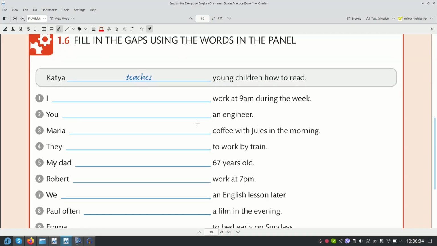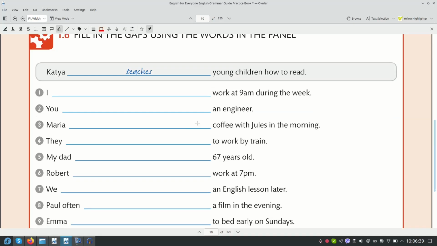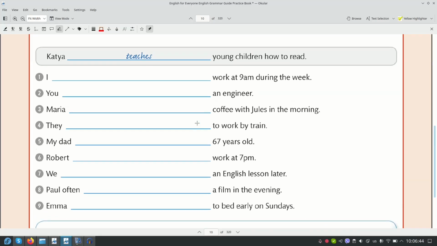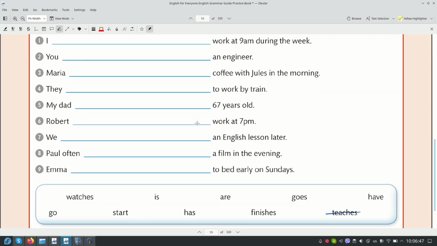And fill in the gaps using the words in the panel. Where is the panel? Aha, here it is. Okay, so we have present simple. I work at 9 a.m. during the week. Okay, let it be I start. You are an engineer. Maria has coffee with Julie in the morning.